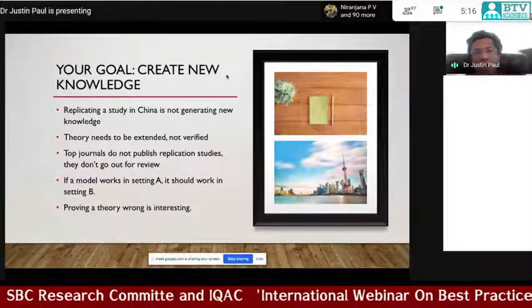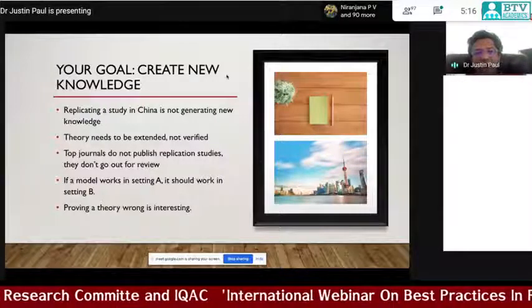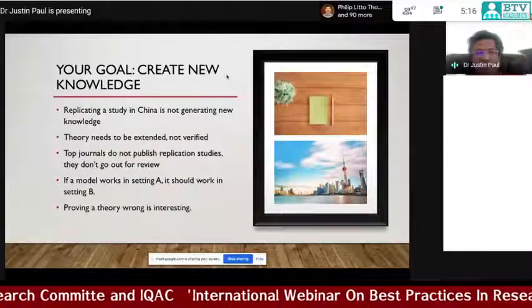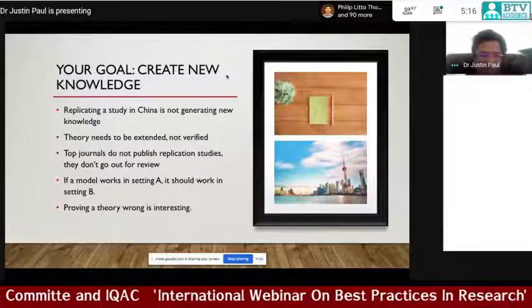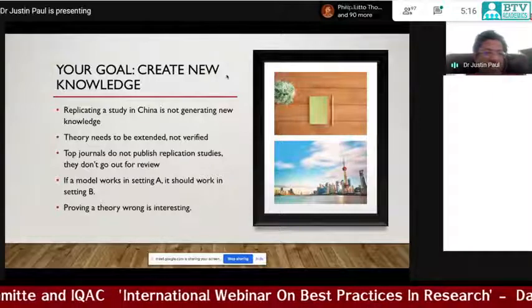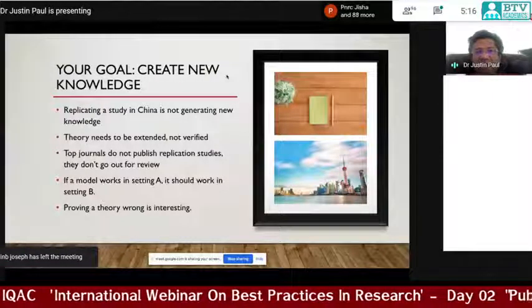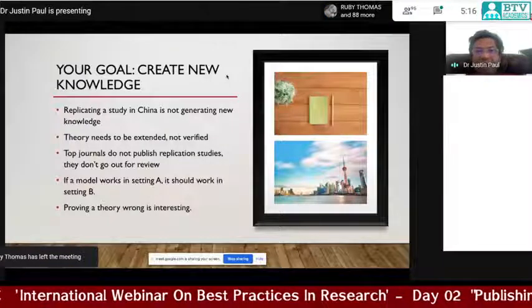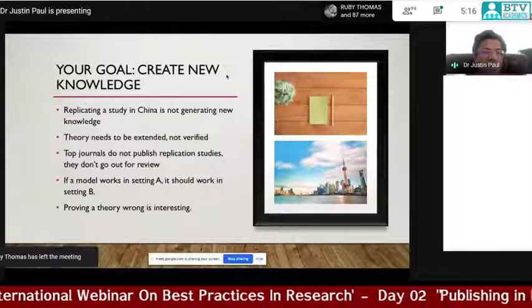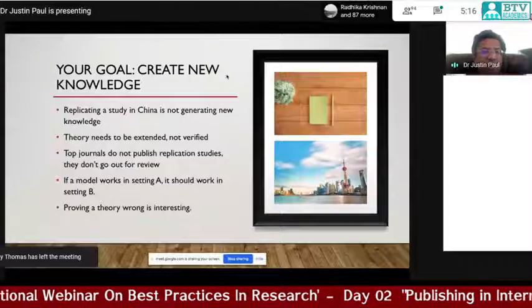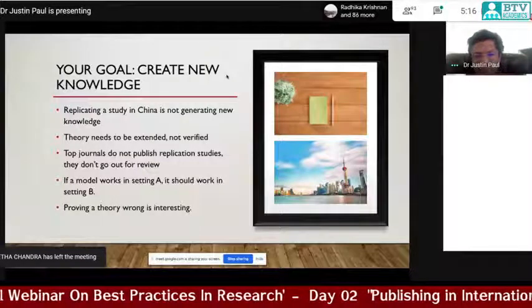Your goal has to be creating new knowledge. There's a difference between new knowledge and old knowledge. For example, journal editors look for new knowledge, which means papers on a relatively new topic, papers on an untapped topic, papers on a topic where not many studies are published.